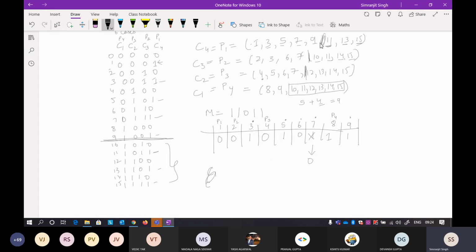You have to figure out only this portion, this portion, this portion, and this portion. You do not have to go beyond that. So C1, C2, C3, and C4. For C1, it is 8, 9. So what is 8, 9? Suppose I've changed this, okay? So here I've changed this, so the message becomes 0, 0, 1, 0, 1, 0. So it becomes 0 and then 1 and then 1, okay?